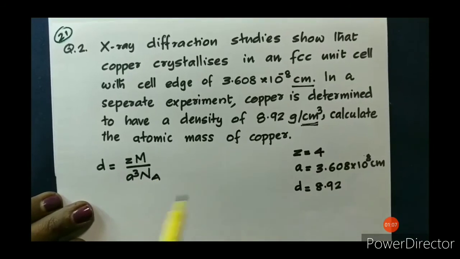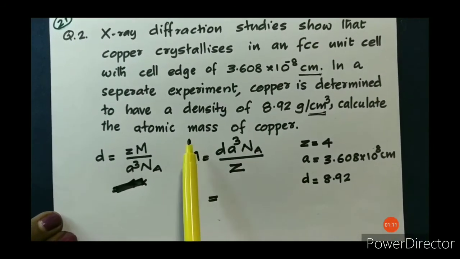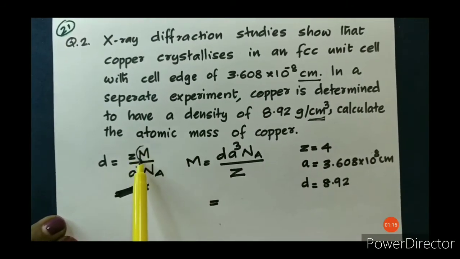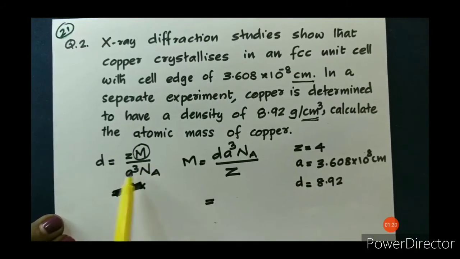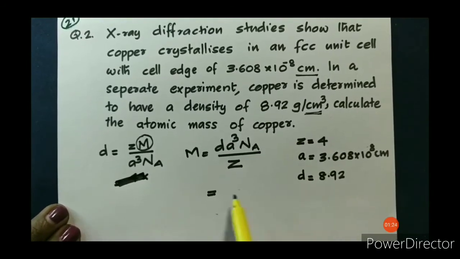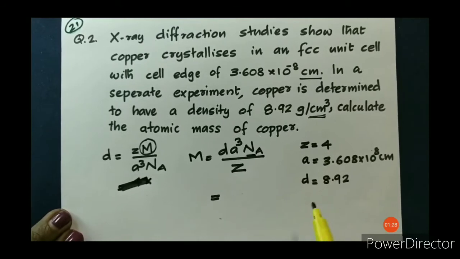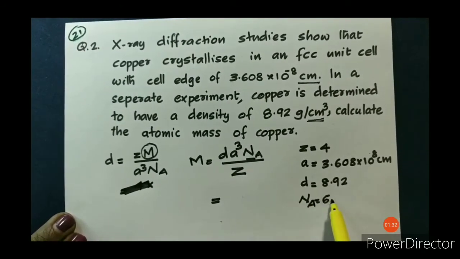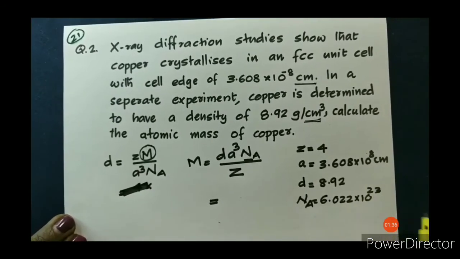From this equation, we can write M is equal to D A cube Na divided by Z. Here we know Z is equal to 4, A is equal to 3.608 into 10 raised to minus 8, D is equal to 8.92 gram per centimeter cube, then Na is equal to 6.022 into 10 raised to 23. This is per mole, this is Avogadro number.